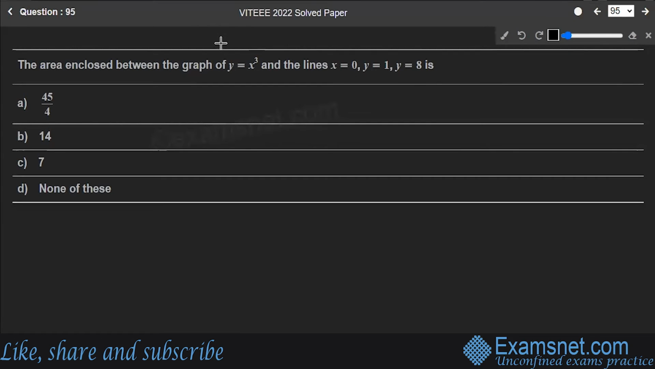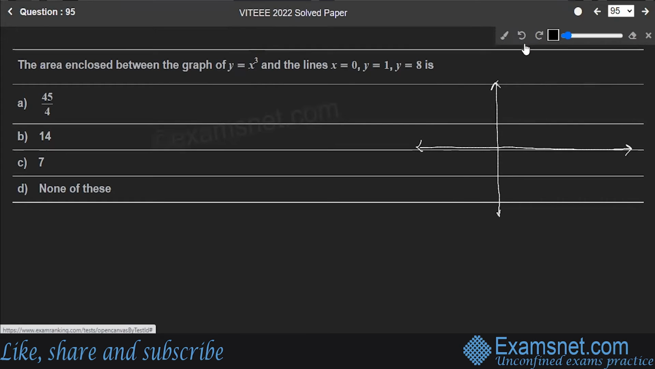Okay, so I think I should make the graph for this problem. Then it will be clearly understandable. Let's make the graph first. So this is the graph, right? Y is equal to x cube. This graph will look something like this. I'm not very exact in drawing it, but something like this it will look like.